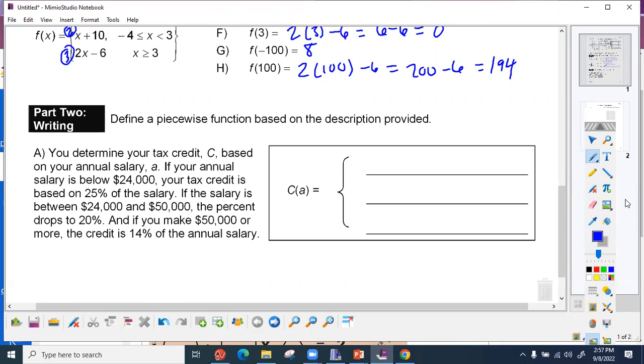You determine your tax credit, C, based on your annual salary, A. If your annual salary is below 24,000, your tax credit is based on 25% of your salary. If the salary is between 24,000 and 50,000, the percent drops to 20%. If you make 50,000 or more, the credit is 14% of your annual salary. The first thing you want to do is identify your intervals.